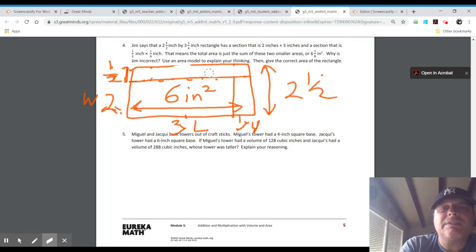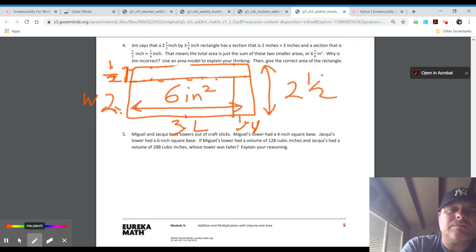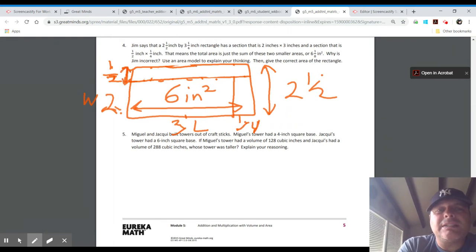Even though this section is 1/2 wide, from here to here, it's not a 1/4 inch wide or thick, or length, sorry. It has a length of 3 1/4. Okay, so that's not going to work. So he has to multiply 4 different areas to do this problem, if he wants to do it that way.